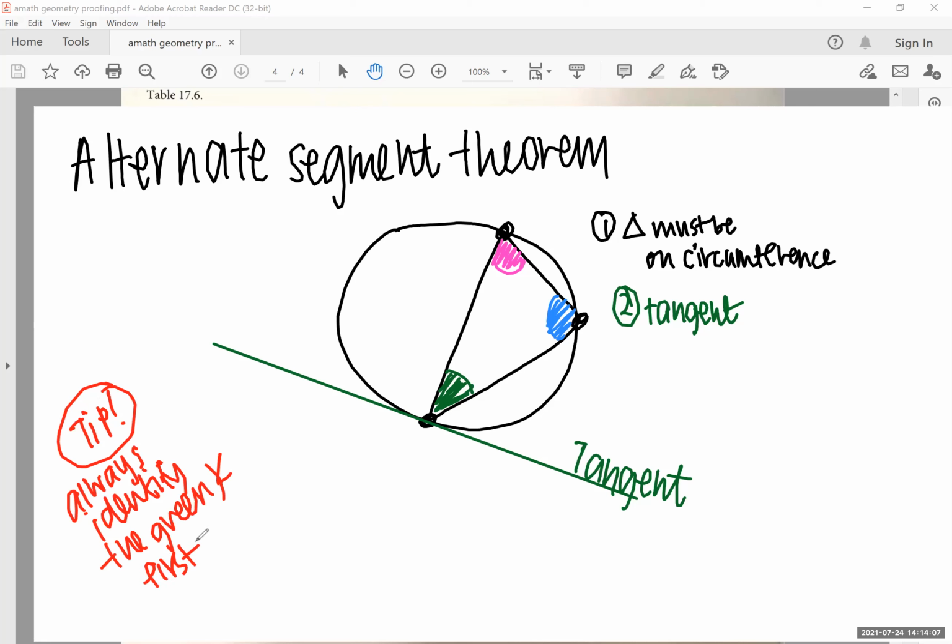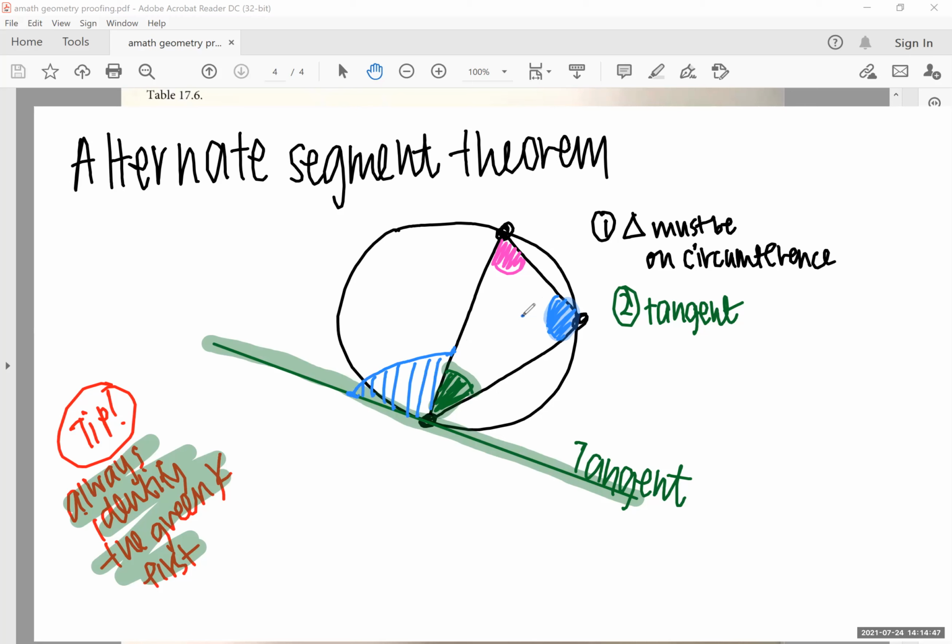Why always identify the green angle first? How to identify the green angle? The green angle is in the triangle that is touching the tangent. Are you all with me so far? Yes. So now, how do we find the blue angle? Because it's called alternate, right? If this is the blue, from here, the side of the triangle, all the way until the line, this whole thing is also blue.